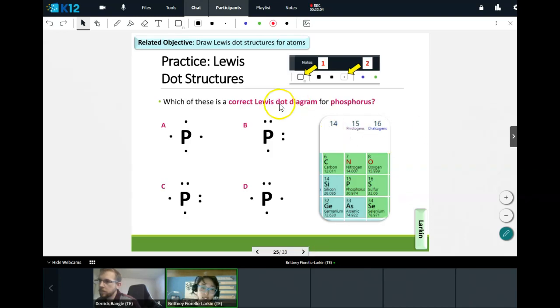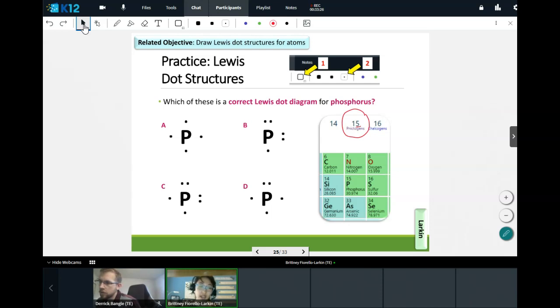Let's go ahead and practice one together. Which of these is the correct Lewis dot diagram for phosphorus? Taking a look here, phosphorus is in group 15. So that should help you remember how many valence electrons does it have. So you need to figure out which of these has the correct number of valence electrons. And don't forget the tricky part. You need to make sure that each side has at least 1 valence electron.